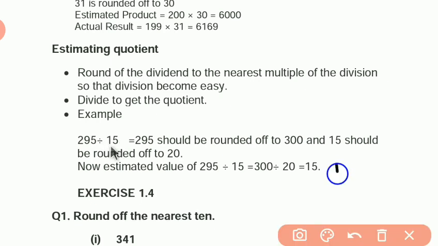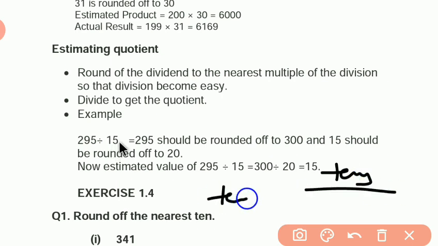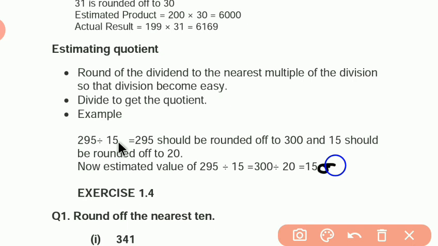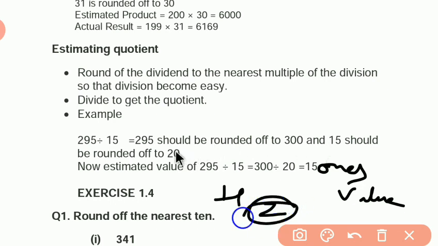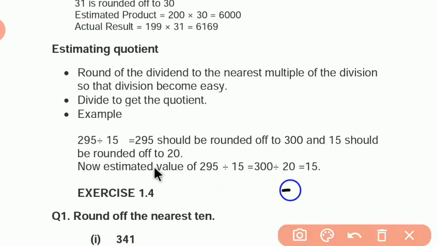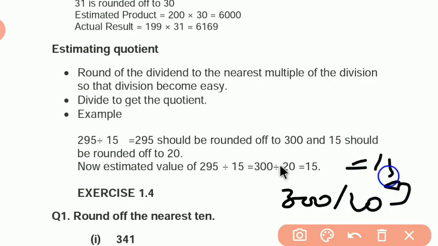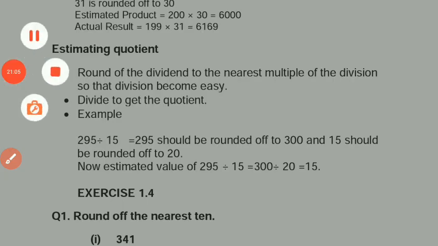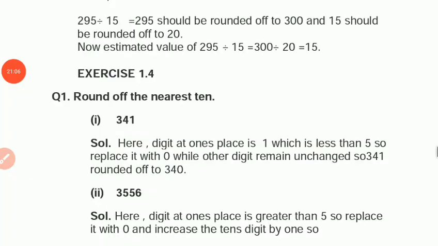And 15. For 15, the highest place value is ones, tens. It means we have to round off to the nearest 10. For tens, we will see only its ones value. So the ones value is 5. So we have to increase its tens place by plus 1. So 1 plus 1, 2, and the last digit we replace by 0. So 20 is near to 15. After finding this, we have to find its estimated value. So 295 divided by 15 becomes 300 divided by 20. If we divide this, we will get the answer 15.